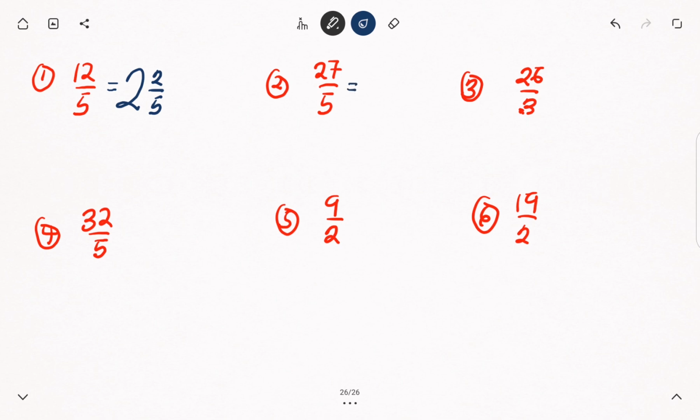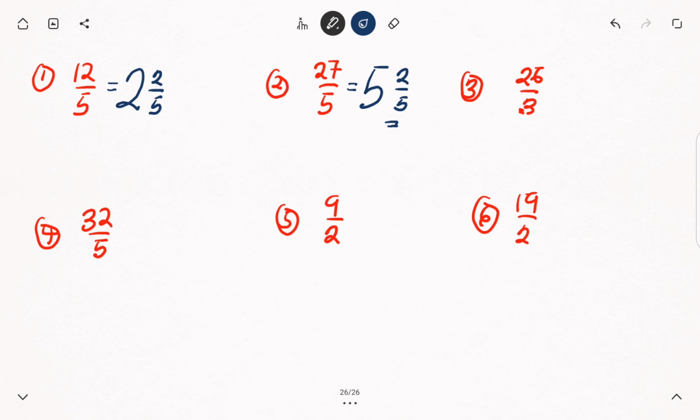27 on 5. Now 5 will go into 27 5 times, and that will be equal to 25. So I write down 5 very big, and I know that from 25 to 27 is only 2 difference, so it is left with 2 over 5. This is my answer. I move to the next one.